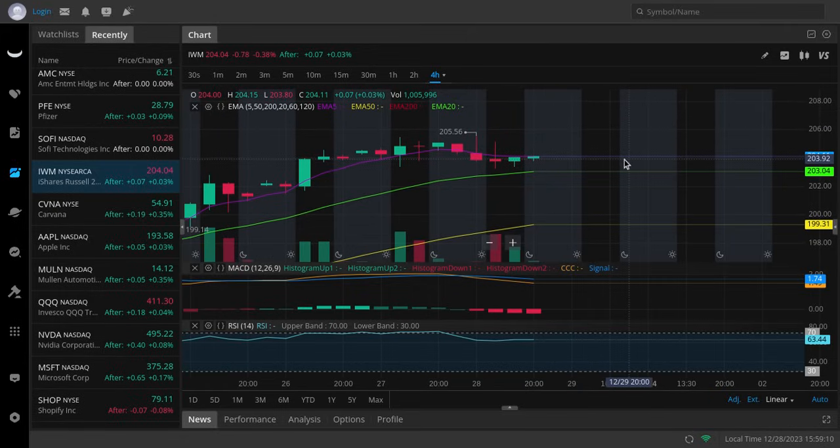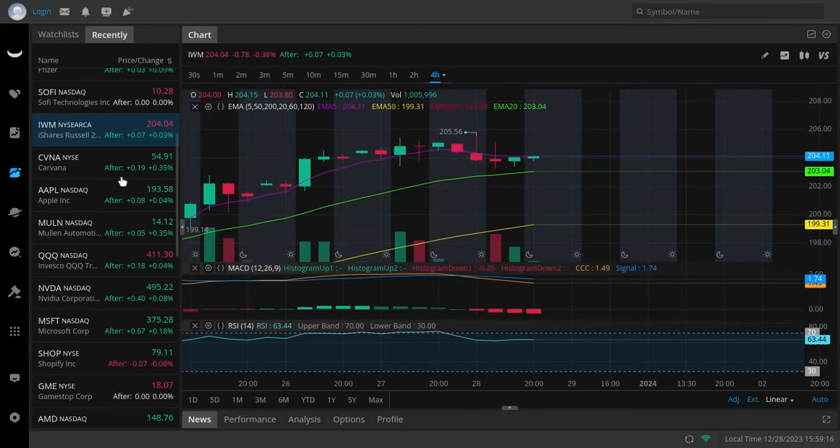Then watch and see if we get a rejection for 2024. That is a possibility. But I think it might test 203, then bounce, still hold up for tomorrow. Then we're going to be watching for a big move after that.